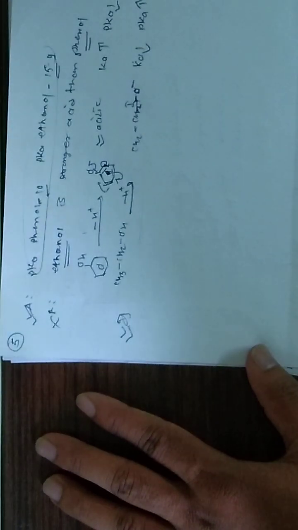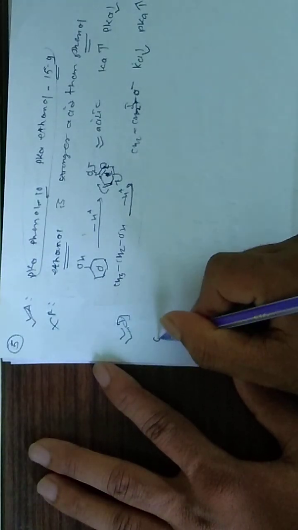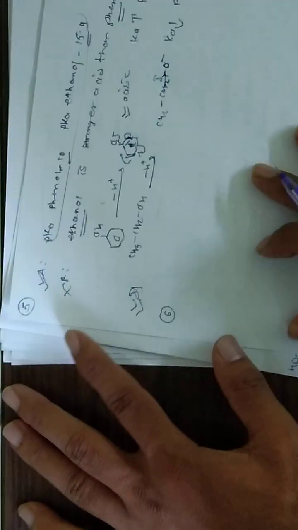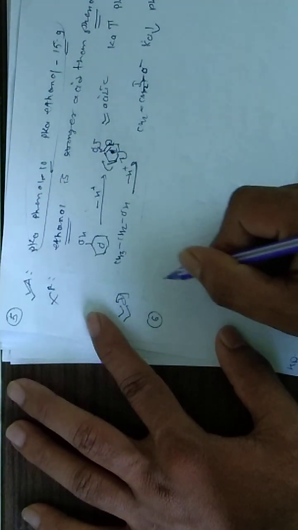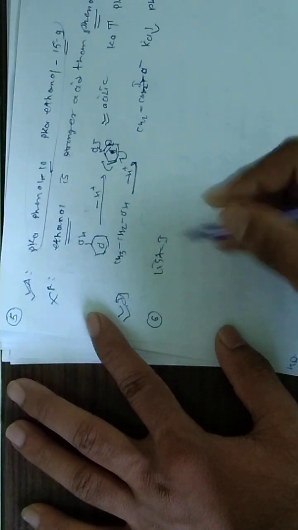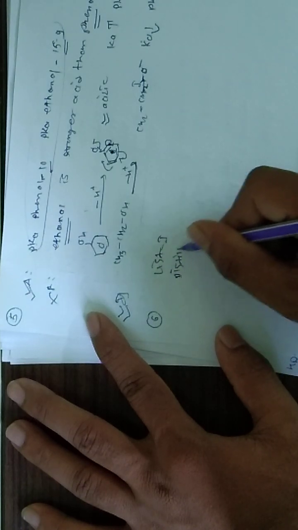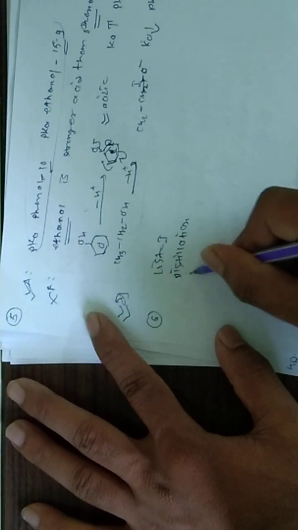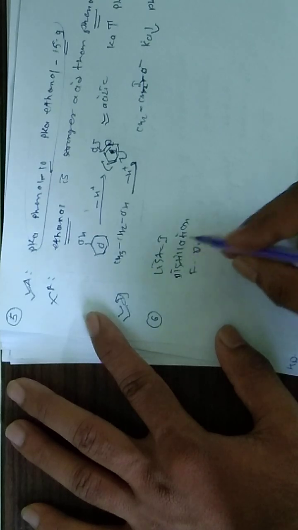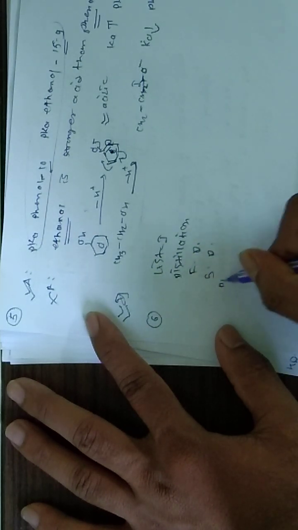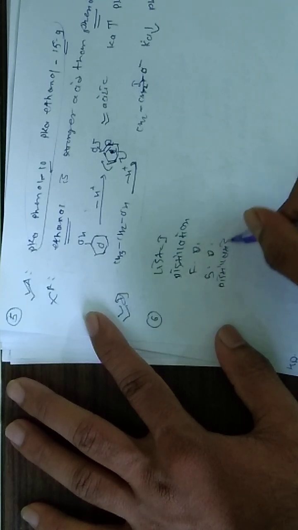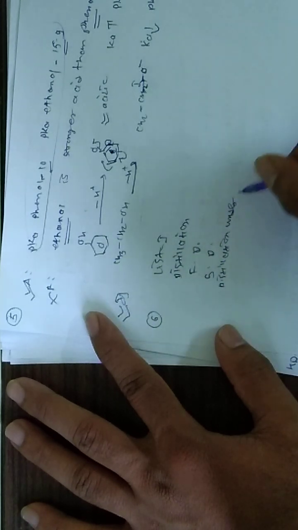So now the next question comes from analytical organic chemistry. The question is: match list 1 with list 2. In list 1, first is distillation, second is fractional distillation, third is steam distillation, and fourth is distillation under reduced pressure.